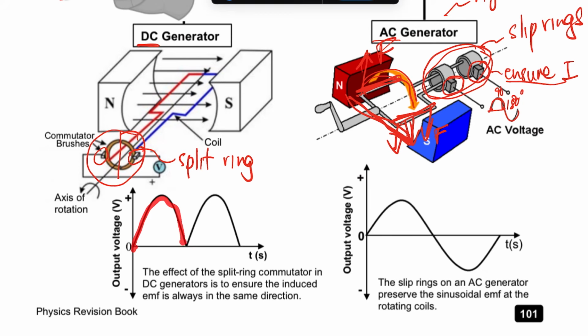So the graph will be above the x-axis. You see, this is the x-axis. The graph will be above the x-axis, and this graph shows one cycle. This is one cycle, one rotation, right? It's 0, 90, 180, 270, 360. 0, 90, 180, 270, 360, right? So it will be above the x-axis or below the x-axis, like that, right?